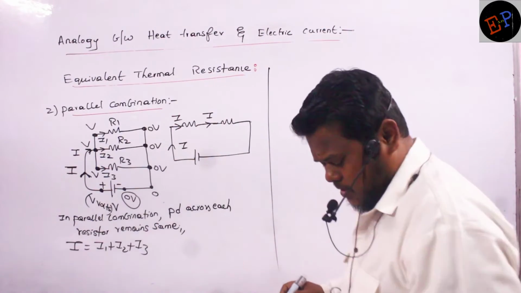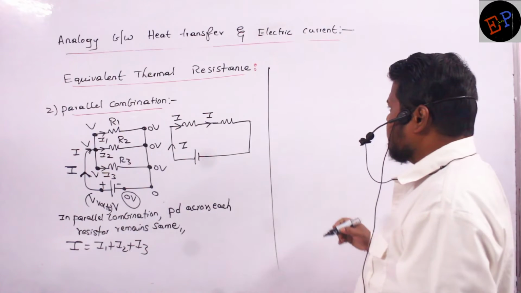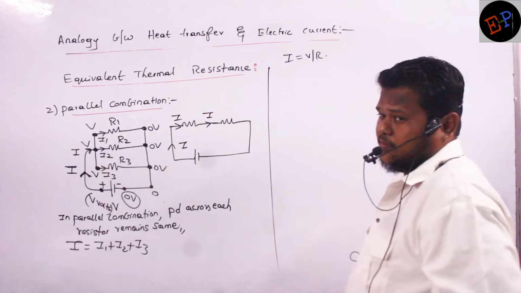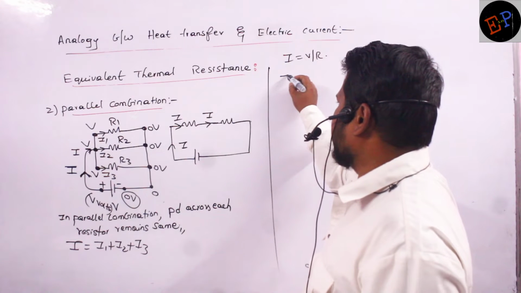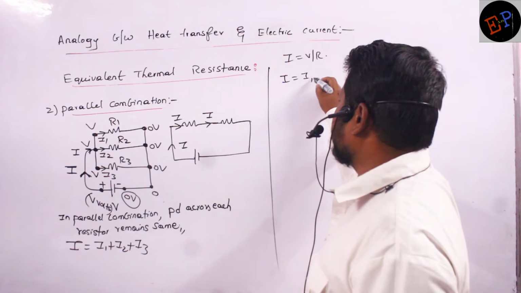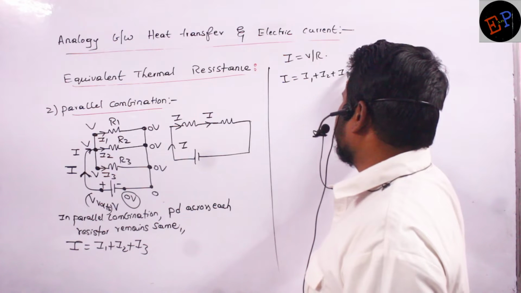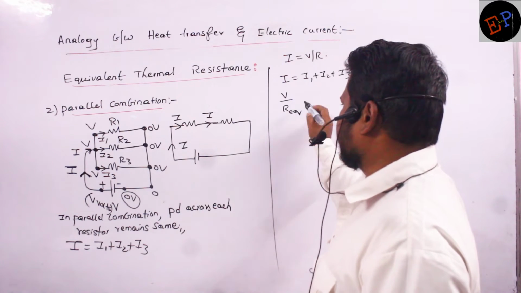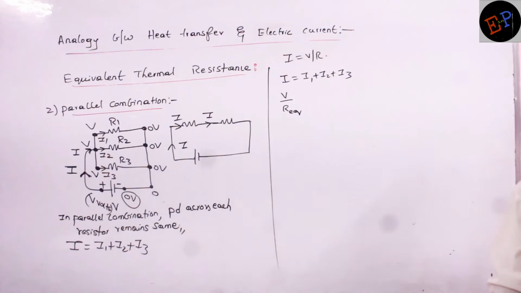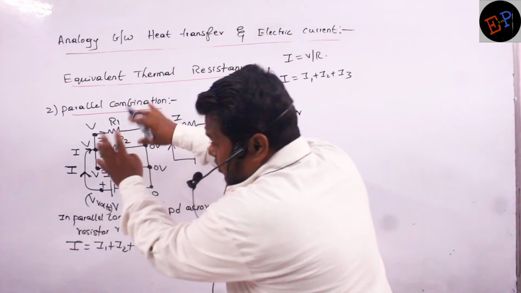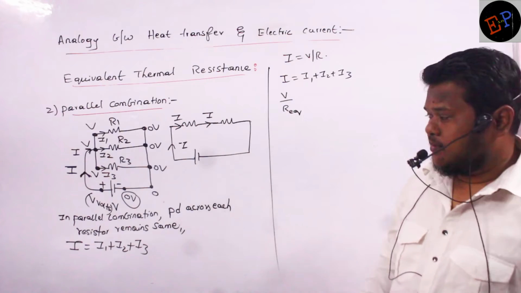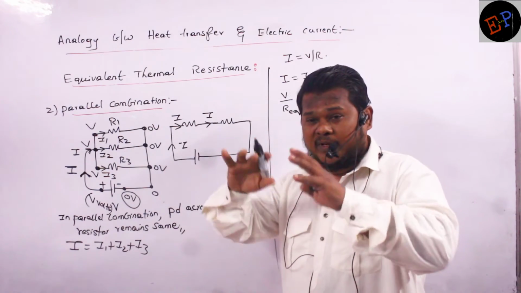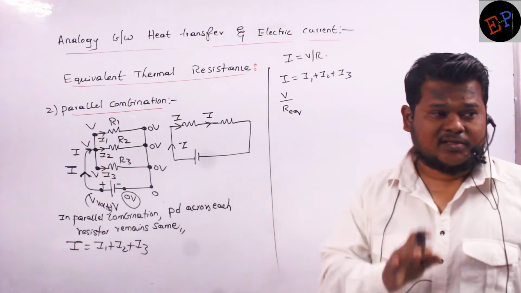Again according to Ohm's law, we know I is equal to V by R, no? So therefore, let us try to manipulate that equation. So I is equal to I1 plus I2 plus I3. I can be written as V divided by R equivalent. What is meant by R equivalent? Resistance of the total circuit. So there are some resistors, but I don't want individual resistors. I want the combination of the total circuit. That is called R equivalent.